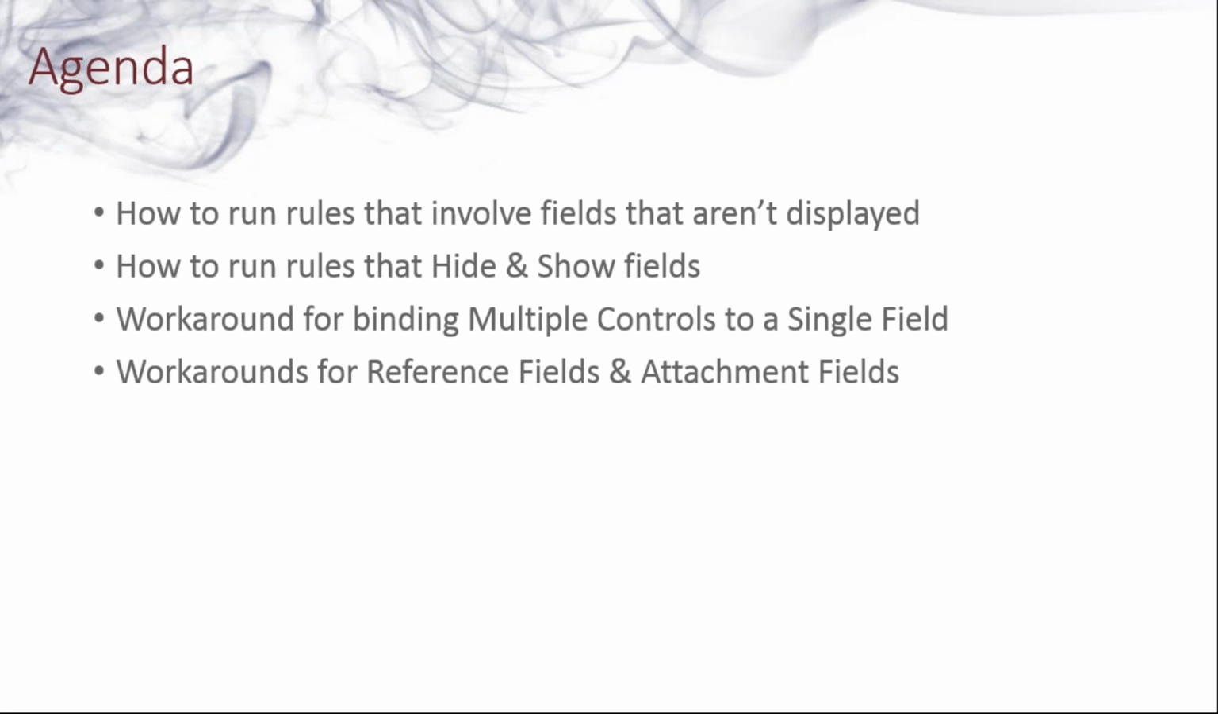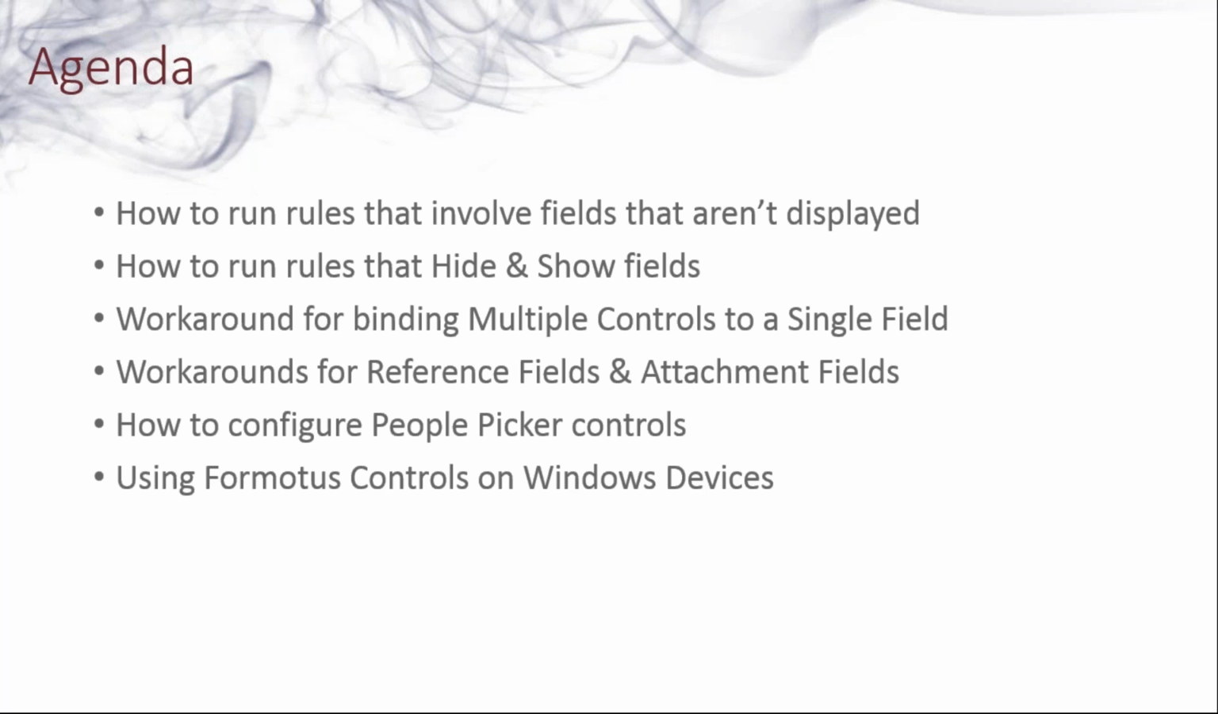Workarounds for reference fields and attachment fields, which are not supported by Formotus. Configuring people picker controls, there's a little bit of a trick in there, something that's not required in InfoPath but is required in Formotus. And also some limitations of using Formotus controls, those Formotus-specific controls I mentioned on the previous slide. There are some limitations to using those on Windows devices. And also we'll talk a little bit about the Formotus ribbon, which is a bit of a hidden feature. It's not explicitly mentioned in the Formotus documentation, and so I'll give you a little bit of a heads up on that.